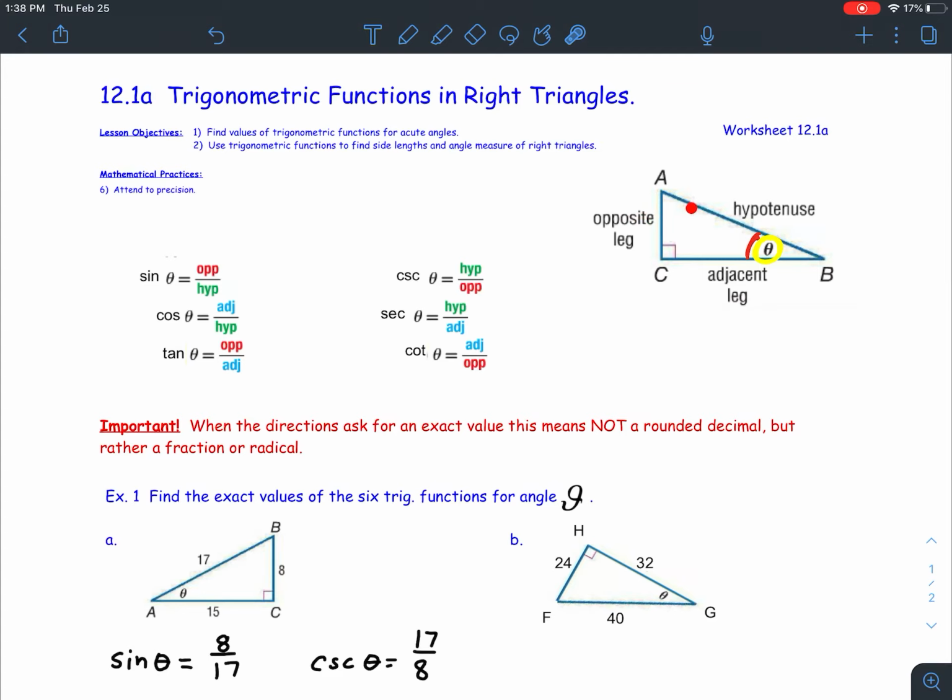Now, if I moved the theta symbol up here, well, now I would refer to this side here as being the adjacent leg, and I would refer to this side here as being the opposite leg.